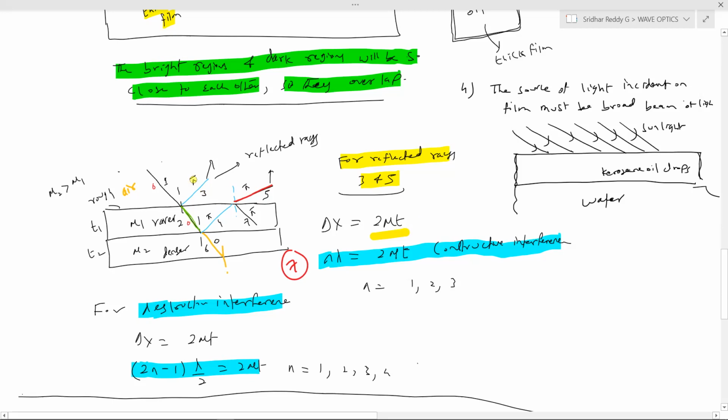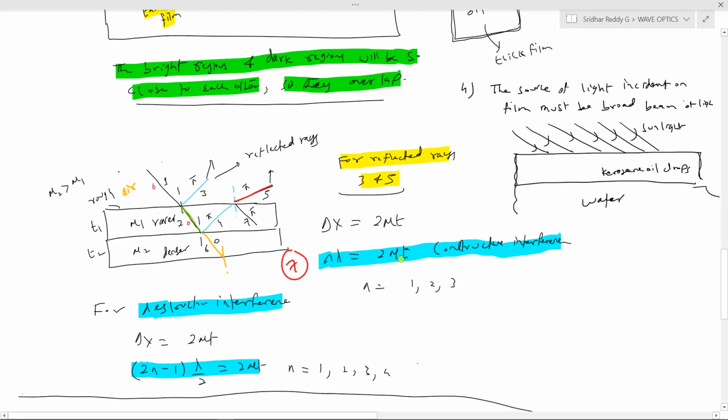Then what is the phase difference between them? 0 due to reflection. So what is the net path difference? It will be 2 mu t. For constructive interference, I'll write delta x equal to n lambda. I'll solve for n. What is n? n equal to 1, 2, 3.